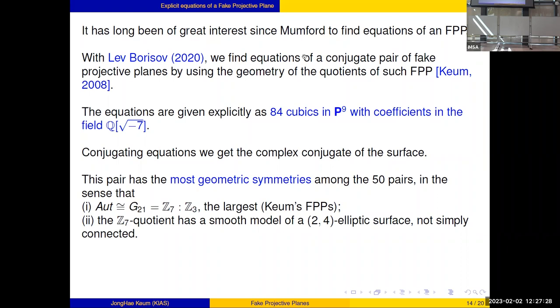And conjugating the equations' coefficients, we get the complex conjugate of the surface. This pair has the most geometric symmetries among the 50 pairs, in the sense that the automorphism group is of order 21. And the Z7 quotient has a smooth model of an elliptic surface here. Third case, an elliptic surface case.